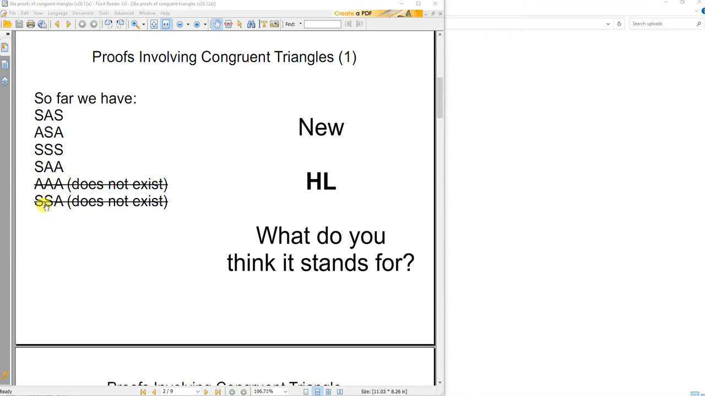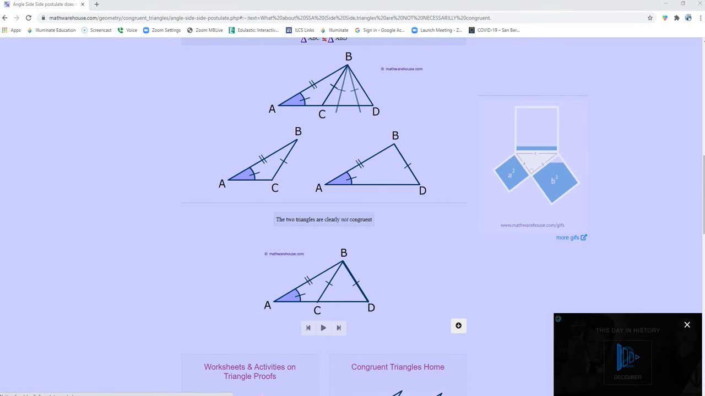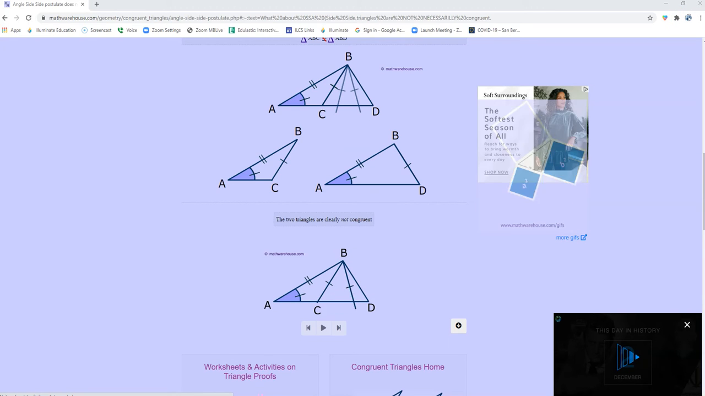I'm going to show you a video on why side, side, angle doesn't exist. Give me just a moment. Okay, this little animation shows what's going on here. With angle, side, side, there are actually two different triangles that could be formed with a congruent angle and two congruent sides, because this one leg right here could sweep out and form a different triangle. So that's why angle, side, side doesn't exist.